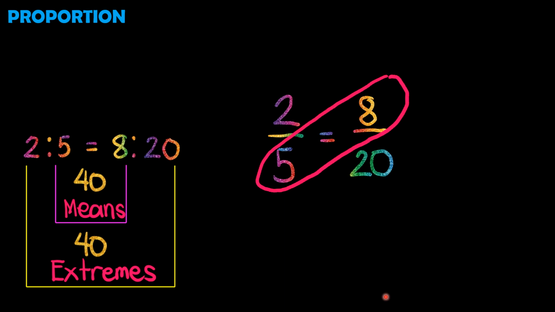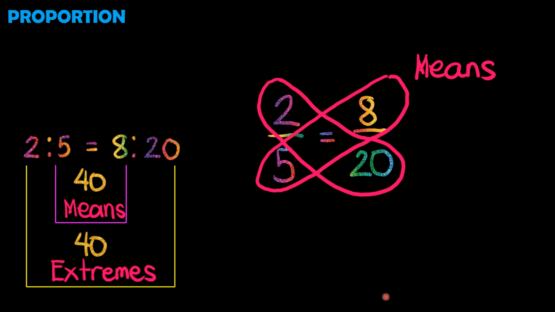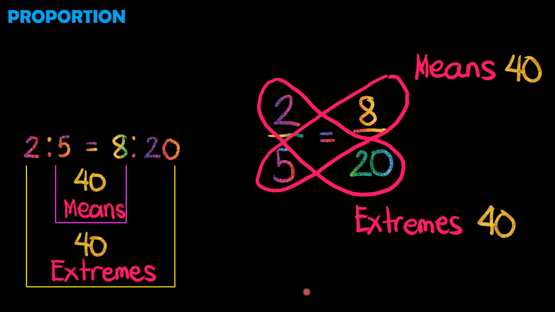So our means is the 5 and 8, and our extremes is 2 and 20. We simply cross multiply. So 2 times 20 and 5 times 8, we're looking for the same product. It should have the same value. In this case, we have the means of 40 and the extremes value of 40. Therefore, we have a proportion because the values are equal.